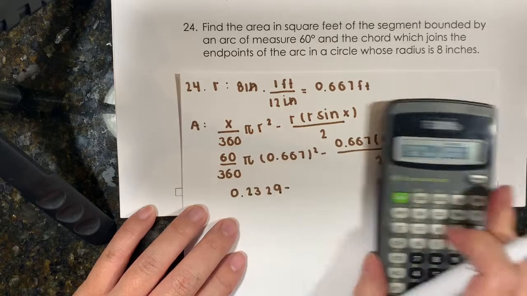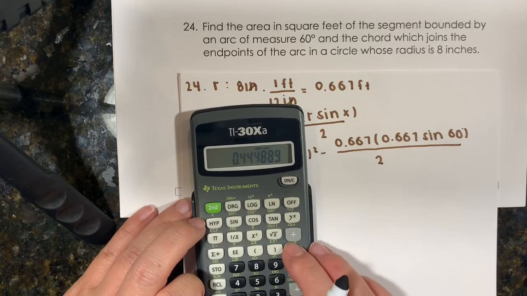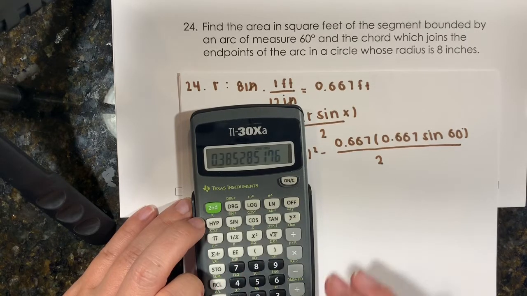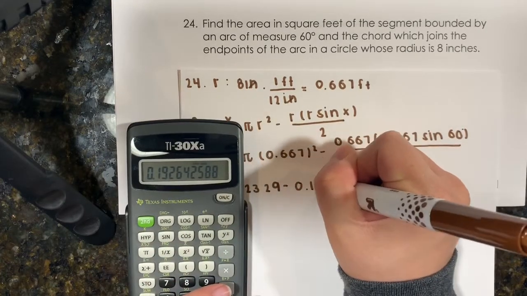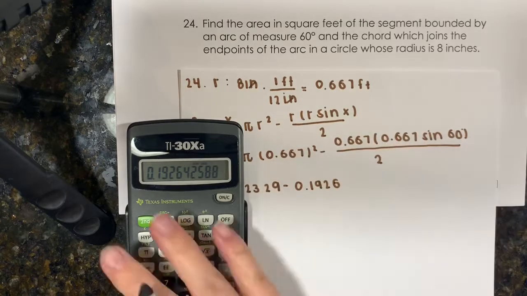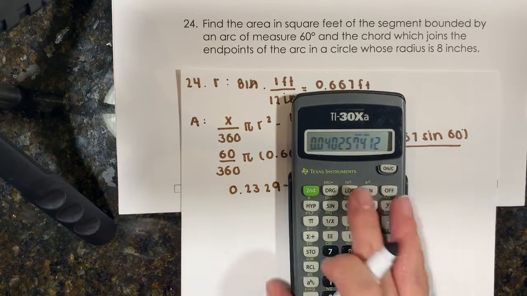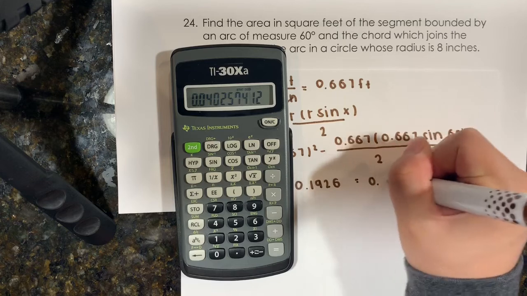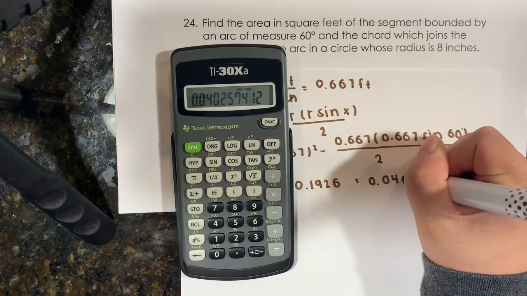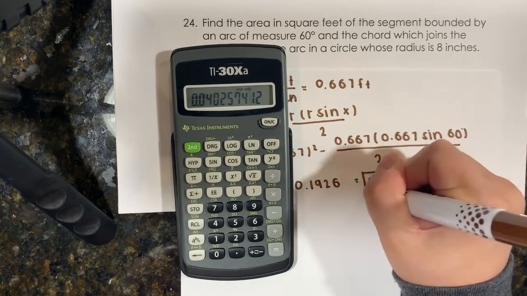so 0.2329 minus, and then it's going to be 0.667 times 0.667 times 60 sine divided by 2 gives us 0.1926, and I'm going to subtract that from 0.2329, and I would get a result of 0.04, and that would be feet squared. So it's the area.